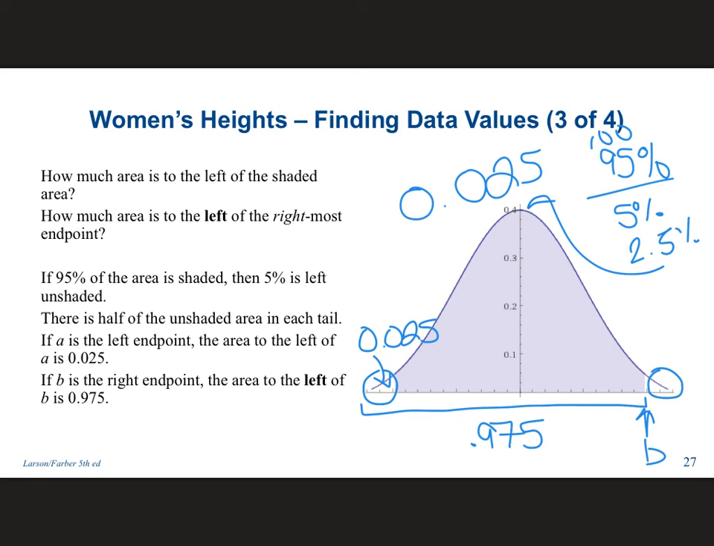Okay, and how am I getting that? I can just say 1 minus 0.025, and that gives me that 0.975.